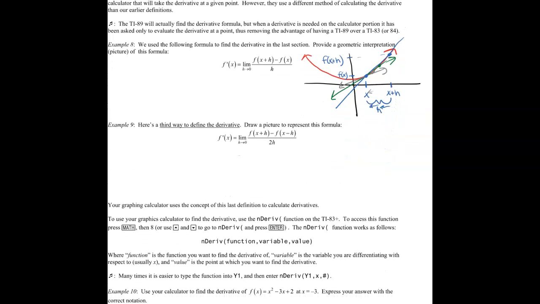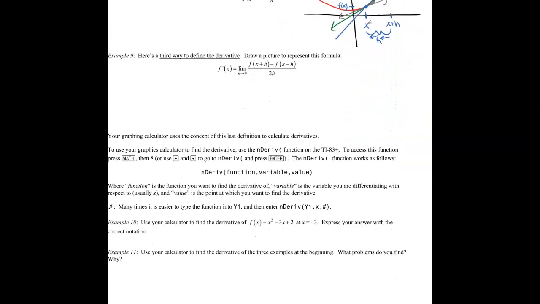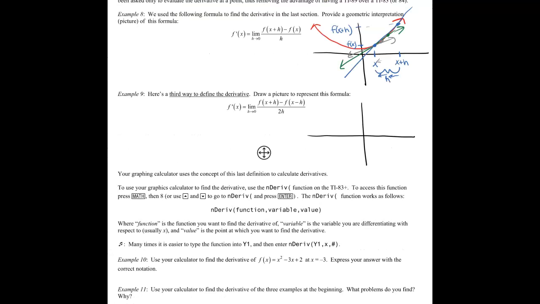Alright, so let's try a third way. So we need to draw a picture representing this particular formula. So again, start by drawing my x and my y axis, and then I'm just going to draw my graph. So this time, I'm still going to have that x sitting there, and then I'm going to have my distance of h. So then I would have an x plus an h, if I went h degrees, not really degrees, but h distance away.